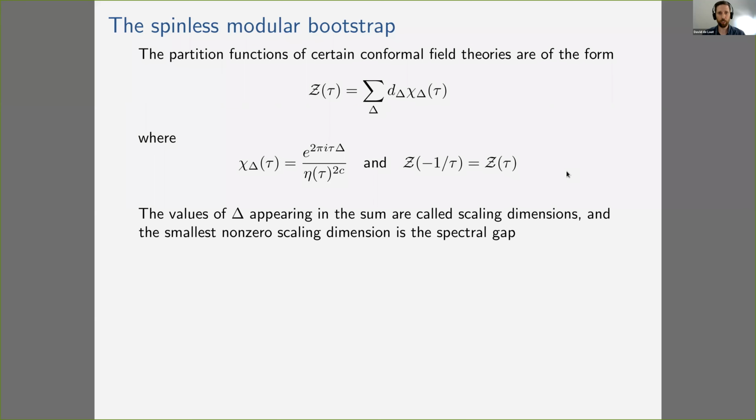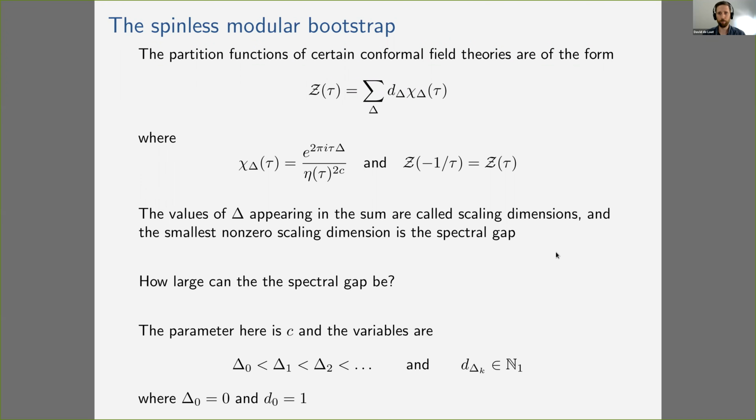Yeah, and just some terminology. So the values of delta that appear in this sum, they are called scaling dimensions. And the smallest non-zero scaling dimension is called the spectral gap. And then one important question here is, how large can the spectral gap be?